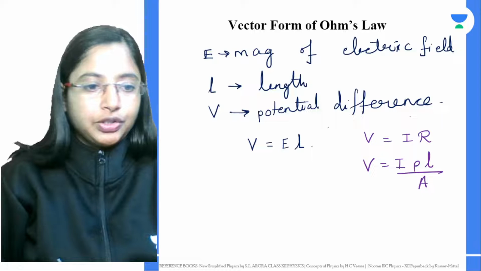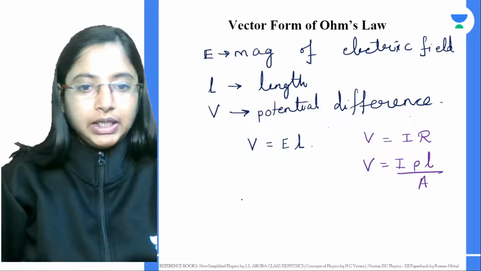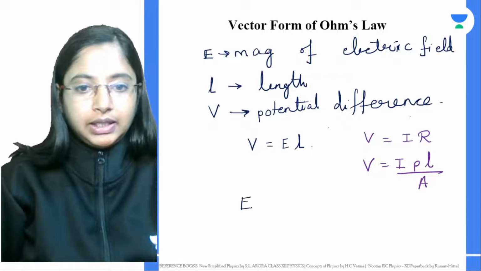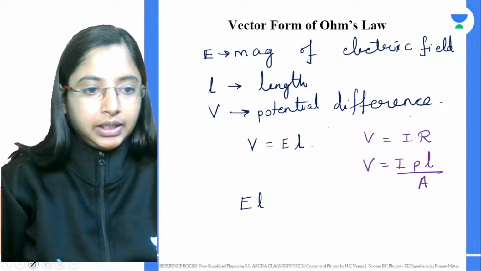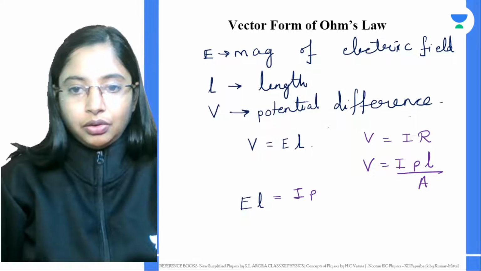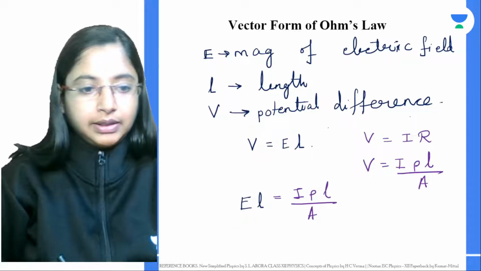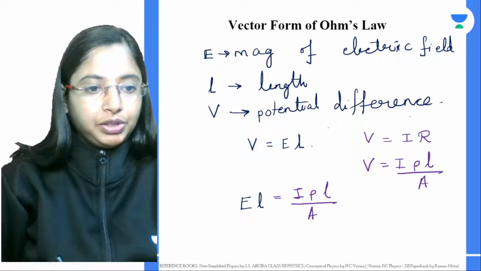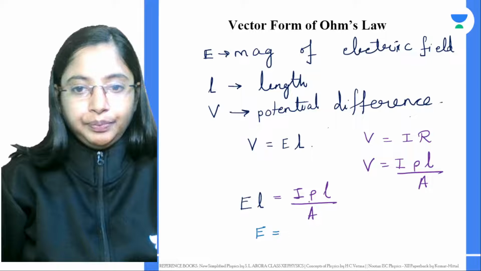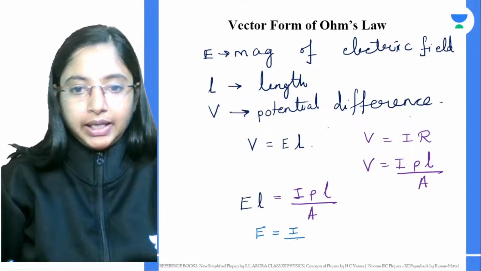Now we have two equations, so let's try equating them. EL is basically equal to I rho L by A. From here, L and L get cancelled, so you'll have E is equal to I by A into rho.